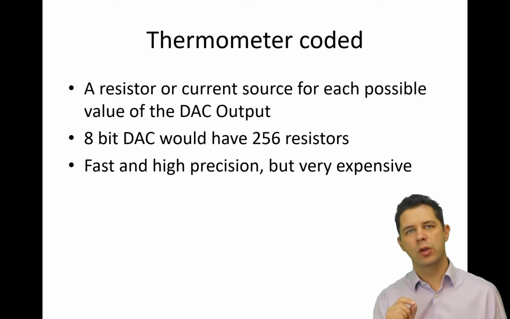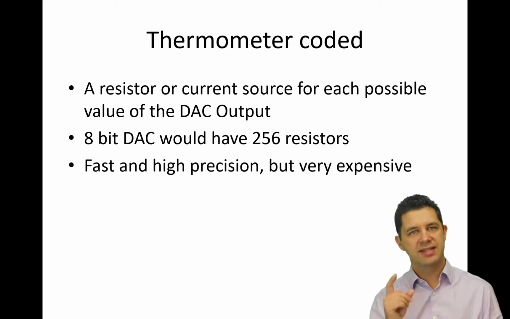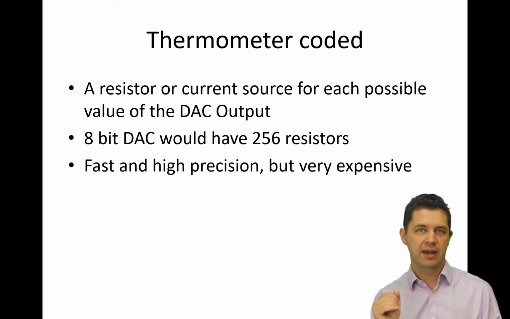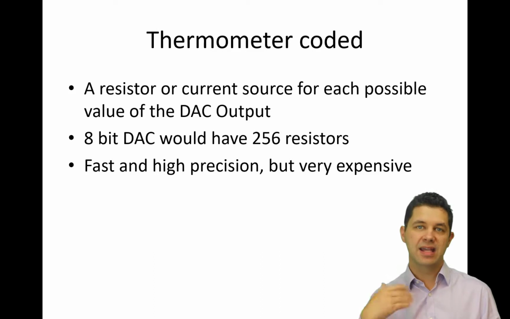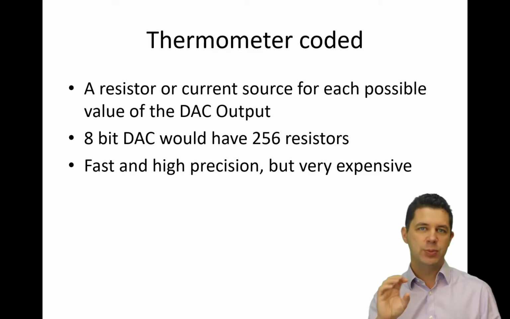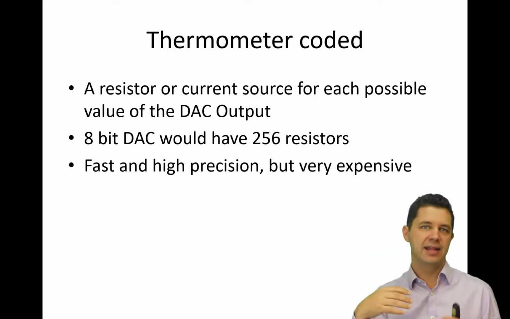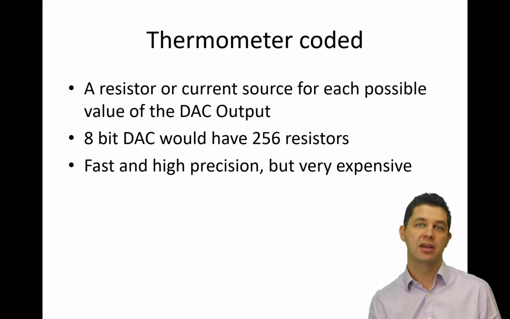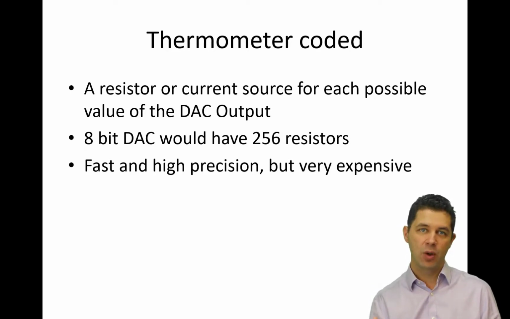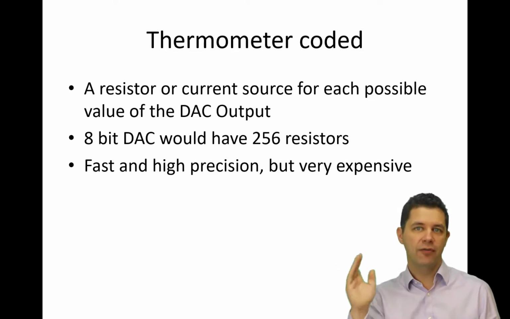Our next one's what we call a thermometer coded DAC. Now in our binary weighted one, what we had was a single resistor for each bit of our DAC. Well, with thermometer code, we take it a step further and have a single resistor, or a current source for that matter, for each possible value of our DAC output, or each step that we're having in our possible analog outputs. So for example, an 8-bit DAC, where we've got 256 different levels, we'll have 256 different resistors. You can see this is really taking off very quickly.